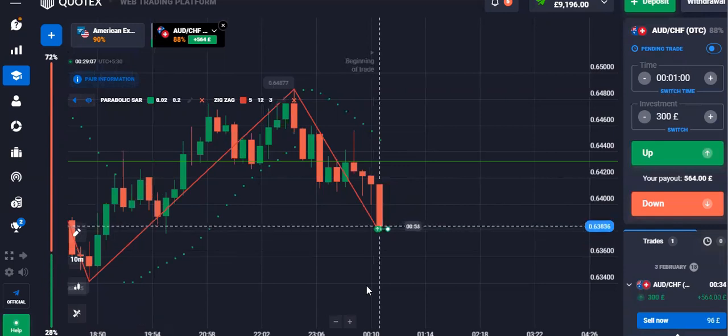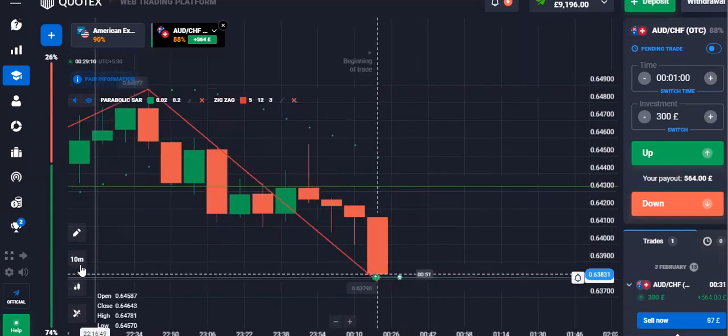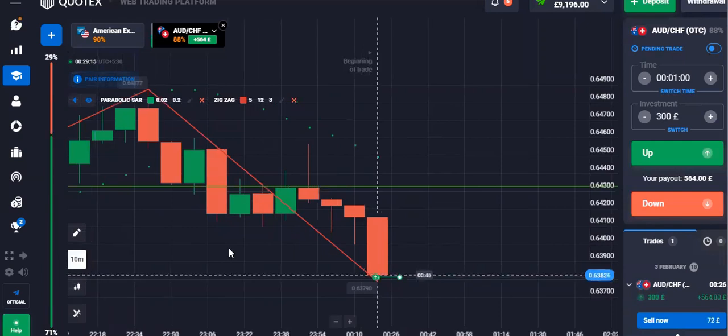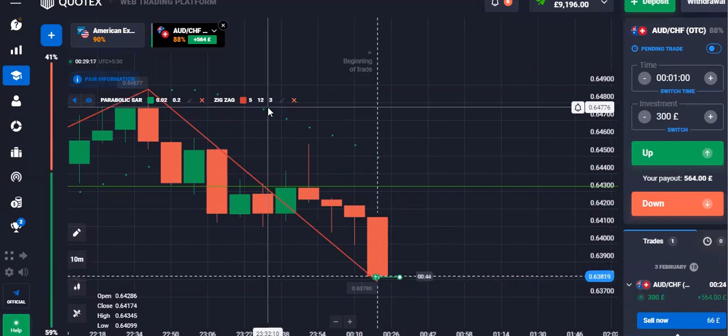Yeah. So as you can see, it's at 10 minutes. So if it's going so far down, there would be a higher chance that it will move back up and then it will come back.